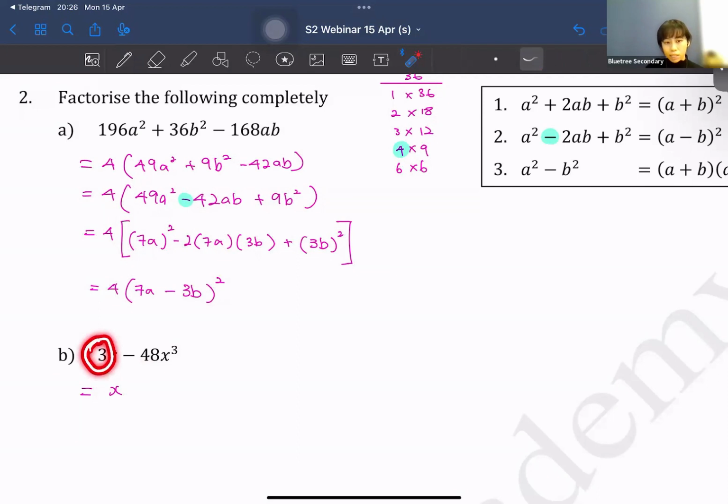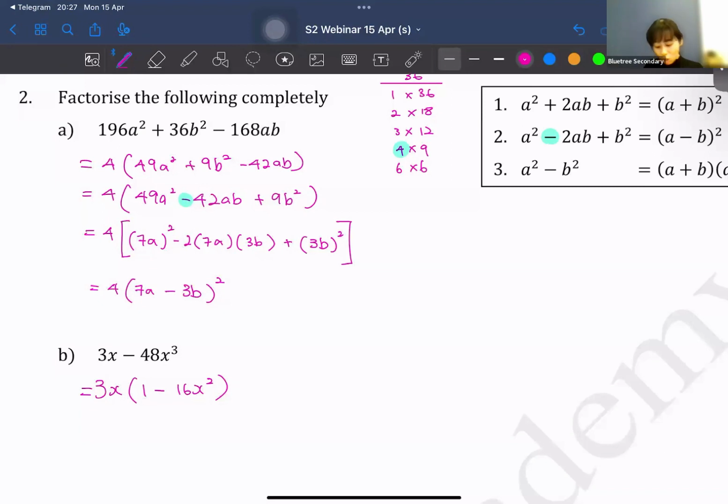What are my factors of 3? It's just 1 and 3. So all you need to do is check whether 48 is divisible by 3. In this case, it is. Meaning to say you can factorize out a 3 as well. All you'll be left with is going to be 1 minus 16x squared.